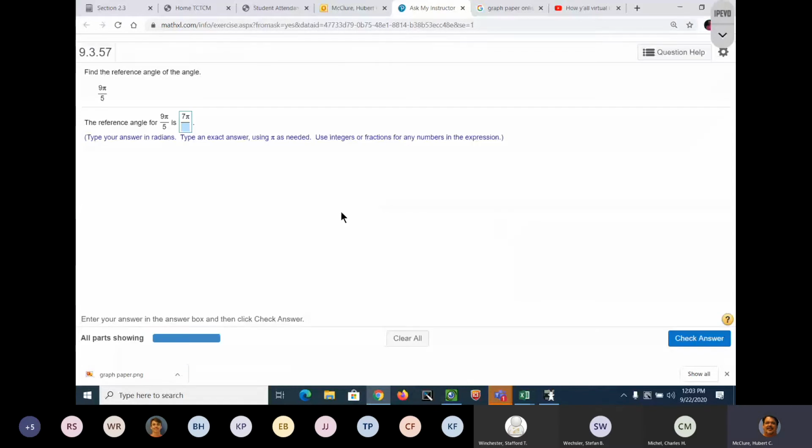And those problems we just did are good test questions. Here's another one. Find the reference angle for the angle 9 pi over 5. Now, I'm going to do it both ways. And then hopefully some of you can tie it together. So here we go, 9 pi over 5.